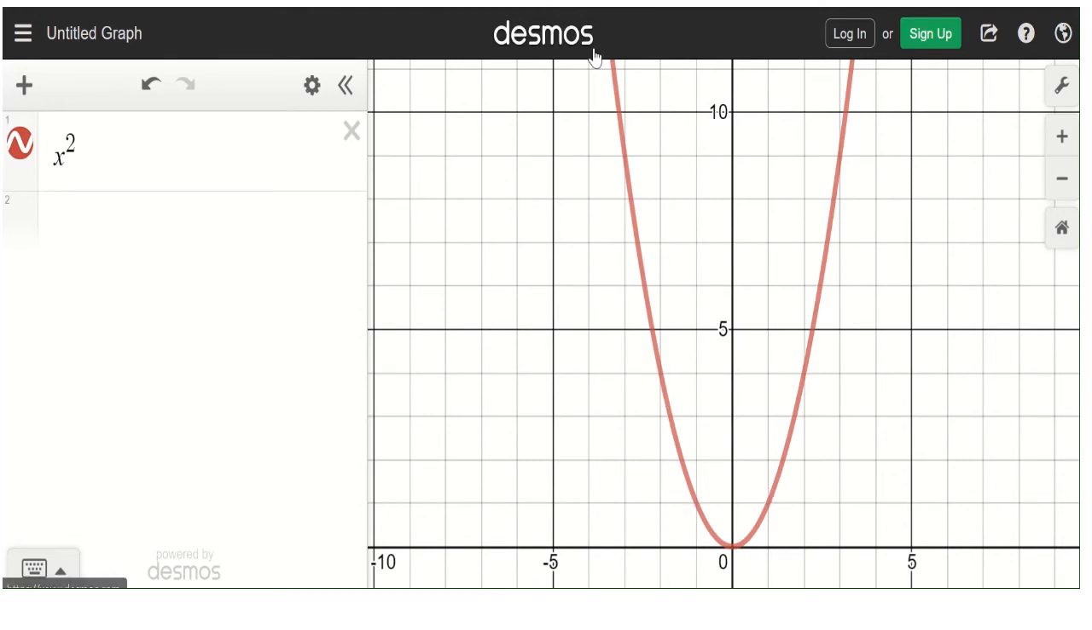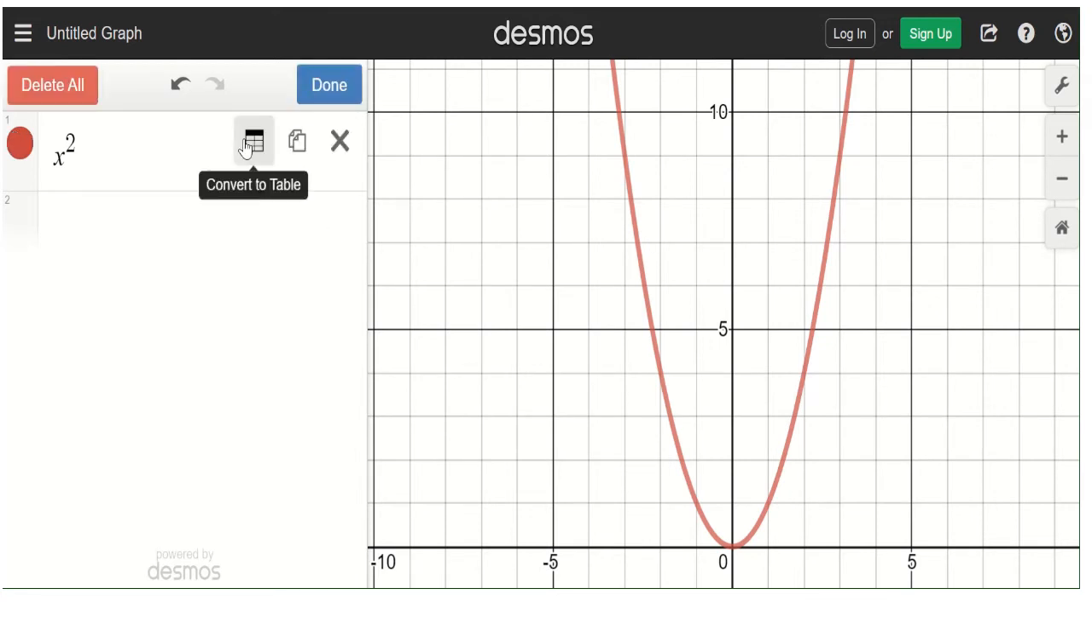So that's what a standard parabola looks like. 0, 0, and then opens up. And the mirror image, the left side is a mirror image of the right side. Let's do something here. Let's convert this to a table.